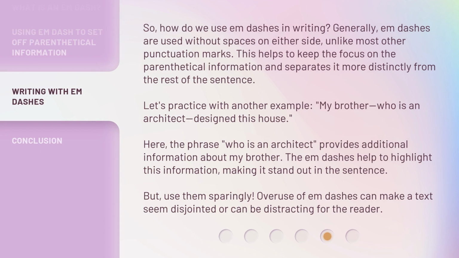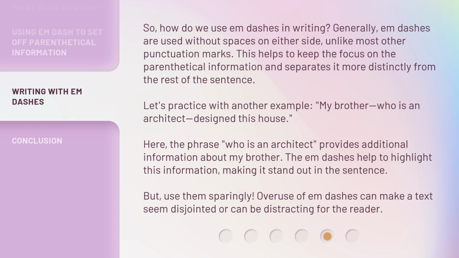So, how do we use em dashes in writing? Generally, em dashes are used without spaces on either side, unlike most other punctuation marks. This helps to keep the focus on the parenthetical information and separates it more distinctly from the rest of the sentence. Let's practice with another example.